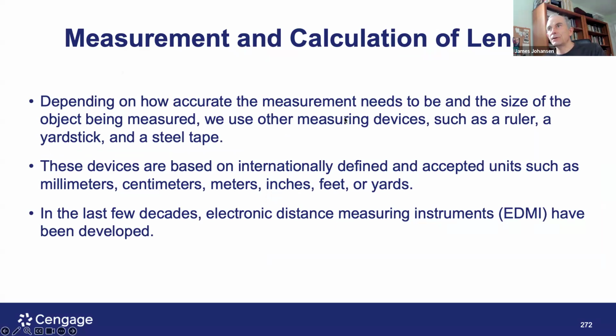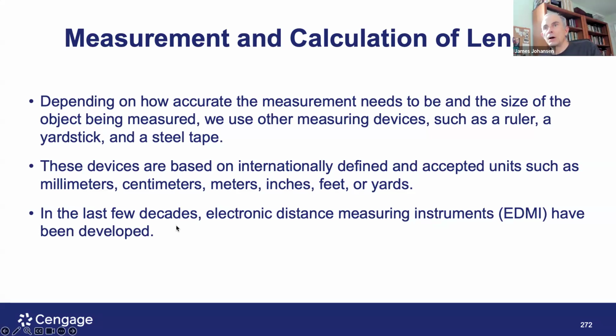Depending on how accurate the measurement needs to be and the size of the object being measured, we use other measuring devices such as a ruler, a yardstick, and a steel tape measure. I'm going to have an example come up a little later with survey equipment, another example of measuring but using a different approach. These devices are based on internationally defined and accepted units such as millimeters, centimeters, meters, inches, feet, or yards.